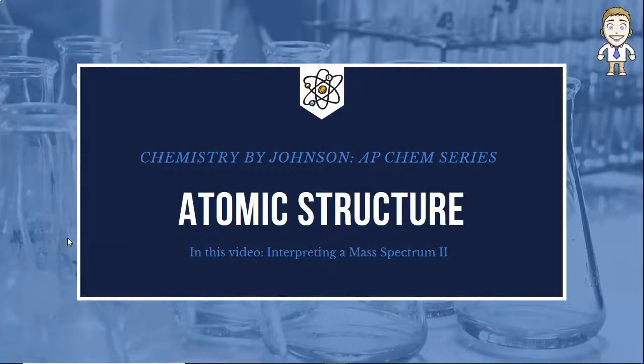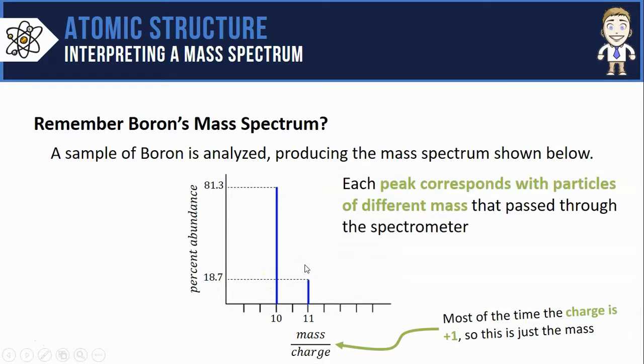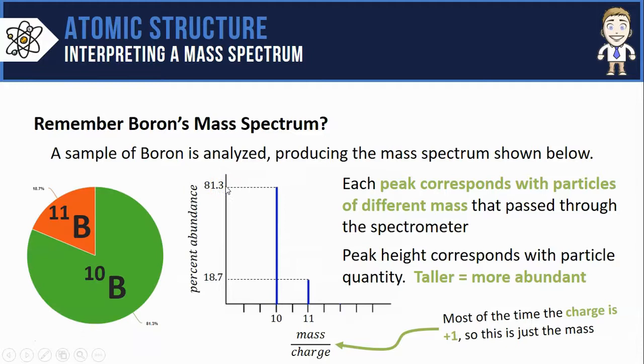Hey everyone, in this AP Chem series video, we're going to learn how to interpret a slightly more complex mass spectrum. So remember from the last video, we took a close-up look at boron's mass spectrum. It's got these two peaks here shown in blue, and since each peak corresponds with particles of different mass, I learned that boron atoms come in two different masses, otherwise known as isotopes, boron 10 and boron 11. And since peak height corresponds to abundance, I know that the boron 10 isotope is much more abundant. In particular, it makes up 81.3% of the whole sample, the boron 11, the other 18.7%.